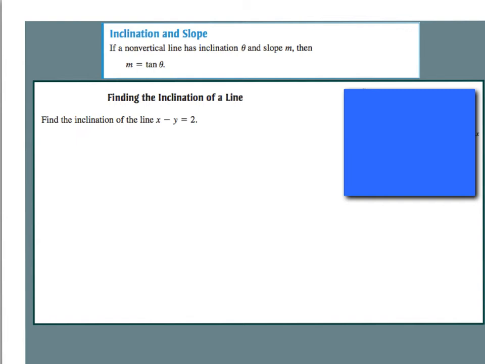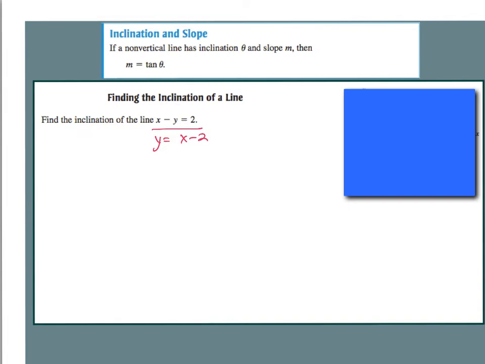So I have this line, x minus y is equal to 2, and I need to find the slope of that line to then find the inclination of it. So how do I find its slope? What do I need to basically solve for? I need to solve for y. You following me? So what does y equal?